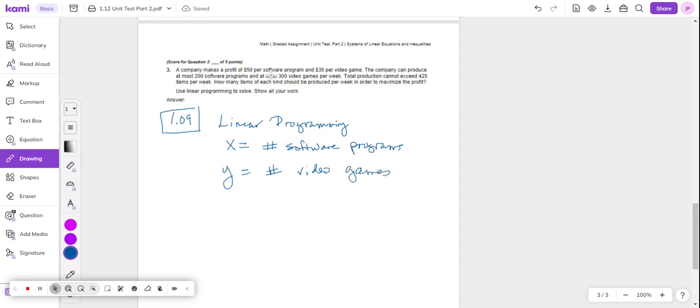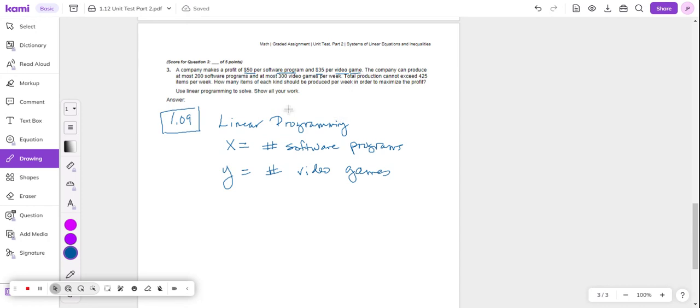And then you have to read through here very, very carefully, and you're going to set up inequalities based on the information that's here. Okay? So it says a company can profit $50. That's going to be important. Per software program, they can profit $35 per video game.